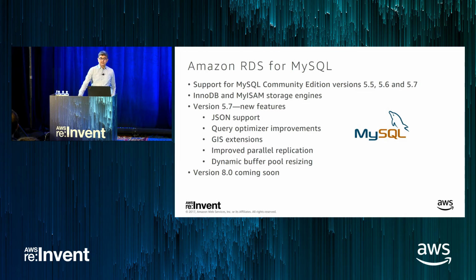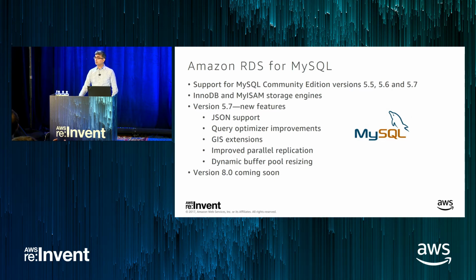So Amazon RDS for MySQL supports MySQL Community Edition versions 5.5, 5.6, and 5.7. The storage engines that are supported are InnoDB and MyISAM. Version 5.7 has a whole host of new features.